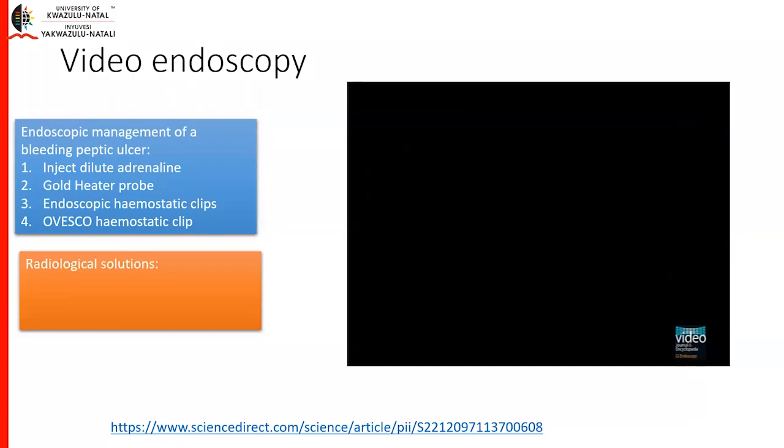And there's also radiological solutions. Can anyone tell me what the radiological options might be?